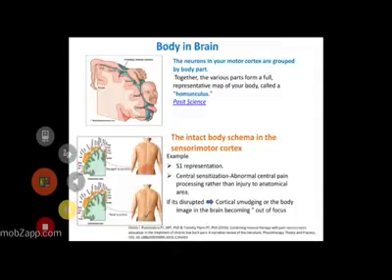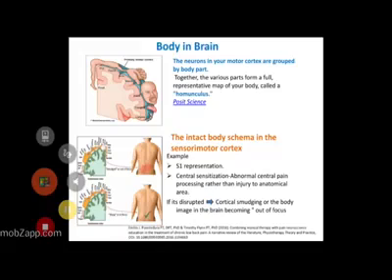Now, this is very important. This I teach to all my students, and when I give talks, this is something called body and brain. As you are all aware, our body parts have representation in the brain, which we call the brain mapping system. Our body neurons in the motor cortex are grouped by body parts, and together the various parts form a full representative map of your body. It is called the homunculus, right?